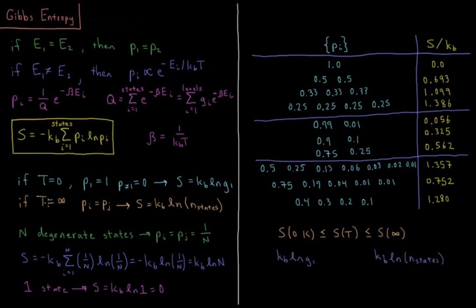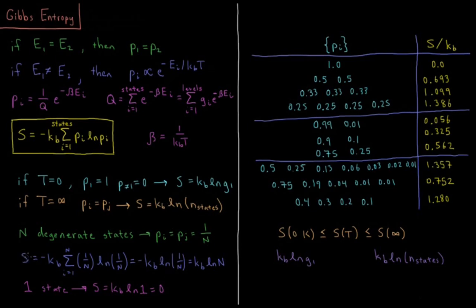All right, if T equals infinity, then all of our Boltzmann factors here just go away to 1. So all the probabilities become equal when the temperature is infinite, so Pi equals Pj for all i and j. So in that case, if you substitute in there, what you'll get is that the entropy is just equal to the Boltzmann constant times the natural log of the number of states. So if we have n degenerate states, then the probability of each one of those states is going to be 1 over n.